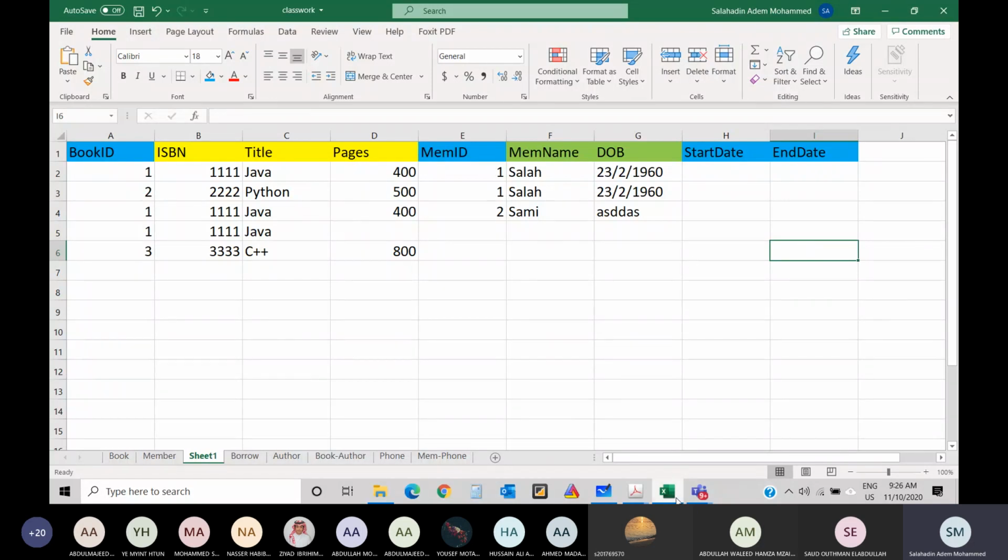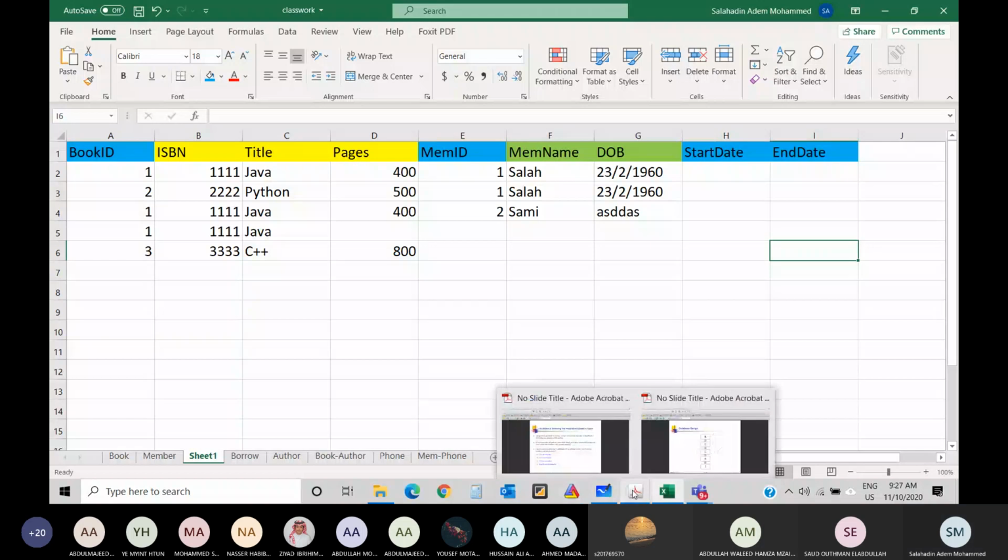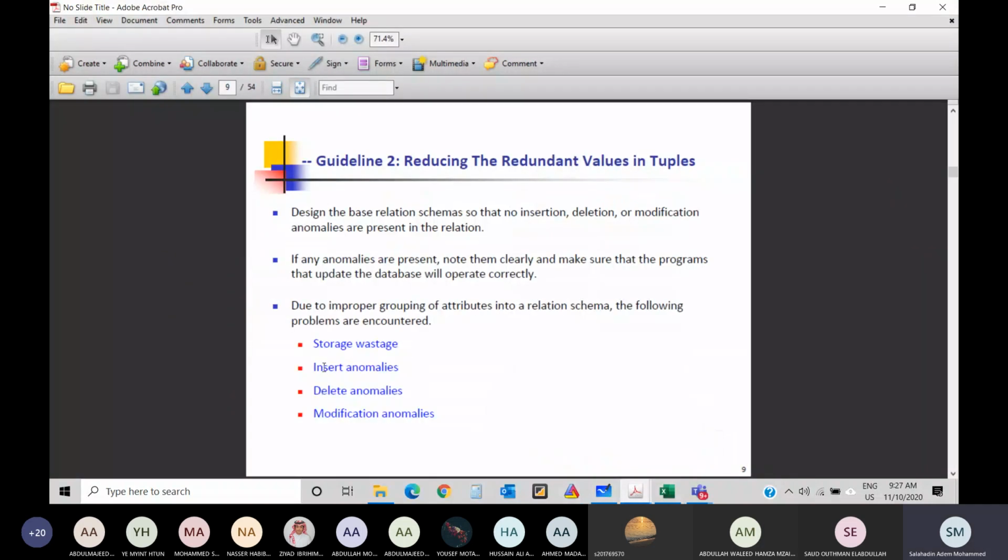We call this one insert anomaly. What do we call this one? Insert anomaly. So when you insert, you will get some problems. Sometimes you will create a lot of nulls. Are you with me? Now, you will have other problems.